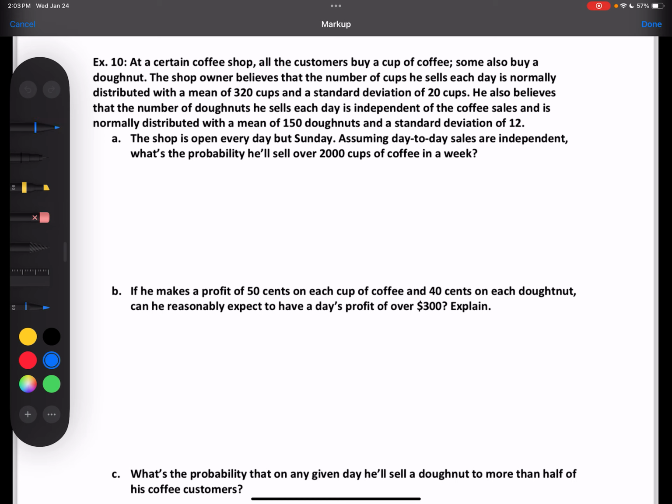At a certain coffee shop, all the customers buy a cup of coffee. Some also buy a donut. The shop owner believes that the number of cups he sells each day is normally distributed with a mean of 320 cups and a standard deviation of 20 cups. He also believes that the number of donuts he sells each day is independent of the coffee sales and is normally distributed with a mean of 150 donuts and a standard deviation of 12. The shop is open every day but Sunday. Assuming day-to-day sales are independent, what is the probability he'll sell over 2,000 cups of coffee in a week?